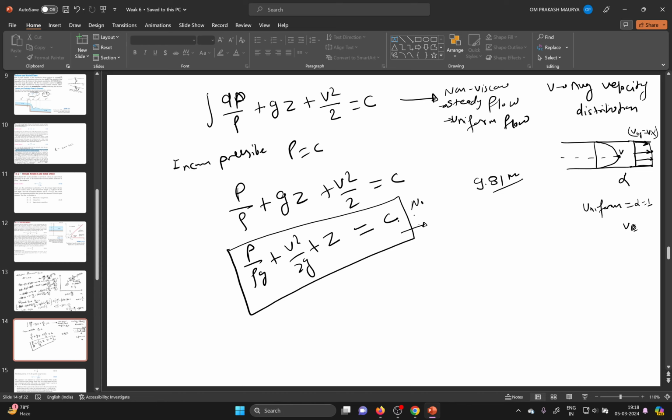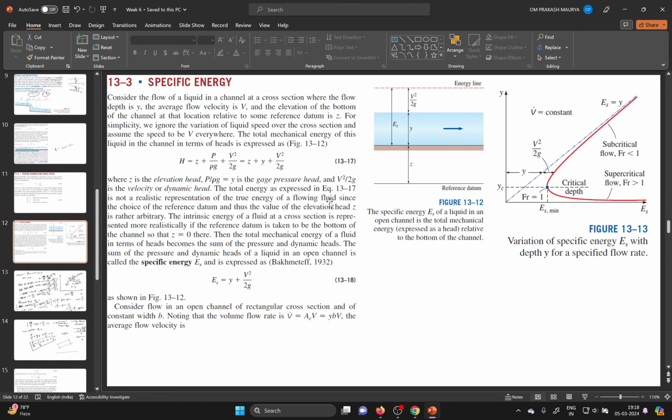Always remember. And this constant, how will you calculate it? Let us suppose you want to calculate everything at this point. If you know the initial pressure, velocity, and your head, that is your datum head, then you can calculate this constant, apply it at that point, and easily find out the unknown things. Now coming to specific energy, always remember what we have considered: uniform flow, steady flow, non-viscous flow, and incompressible flow. Now come to the expression. Here we have used similar things.